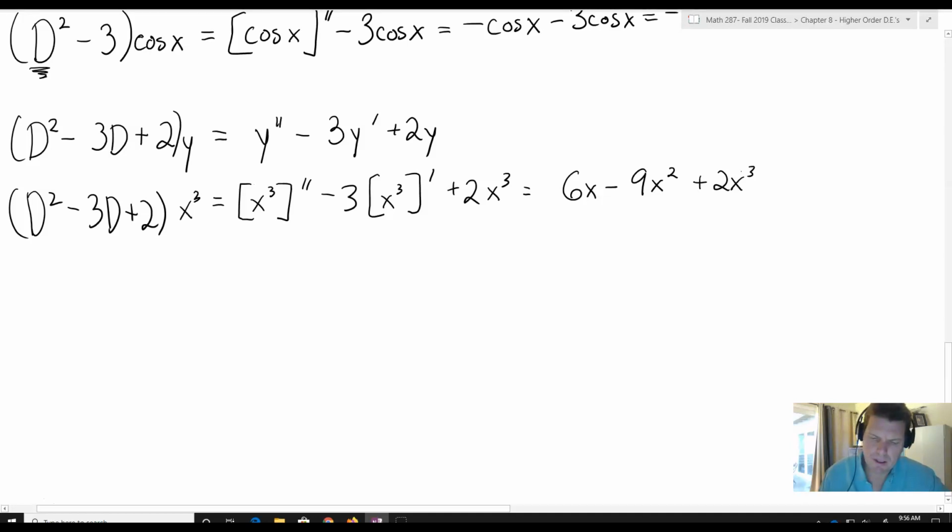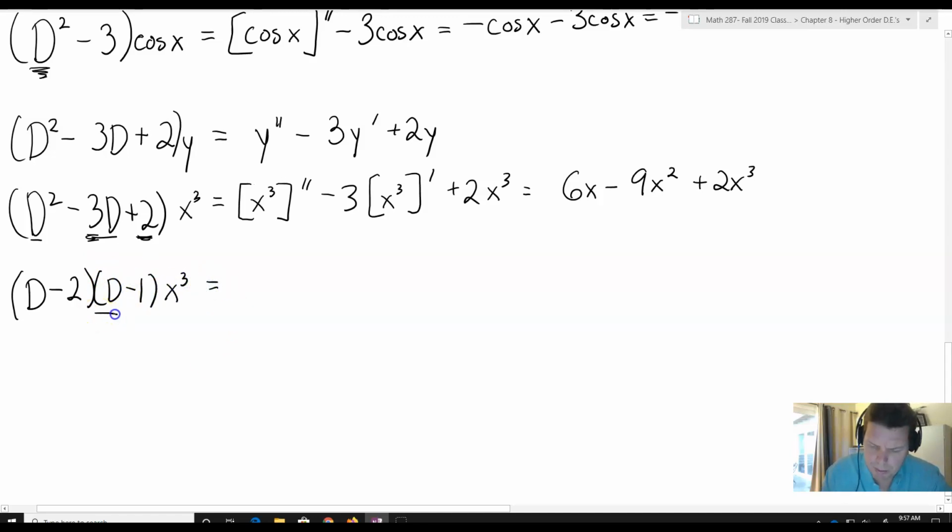Now, here's a neat thing: if the coefficients in front of our differential operators happen to be constant, then what we end up having is something that is, in fact, kind of factorable. It's a really cool thing. So let's treat D squared minus 3D plus 2 as if it were a polynomial. So this is going to give me D minus 2 times D minus 1, x cubed.